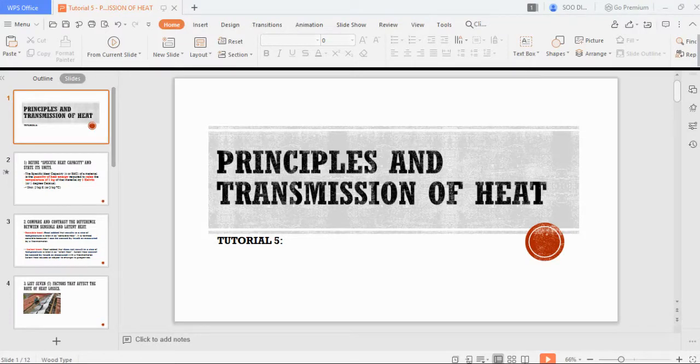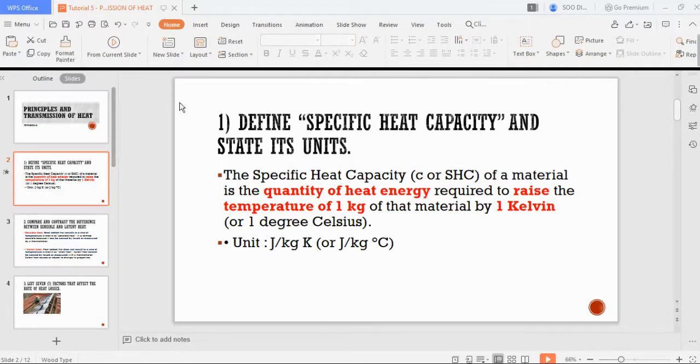Hey, hi guys. So this is your tutorial 5 for your topic 3, the heat and thermal insulation in building. Okay, so there's about 6 questions in it, so let's get on with it.